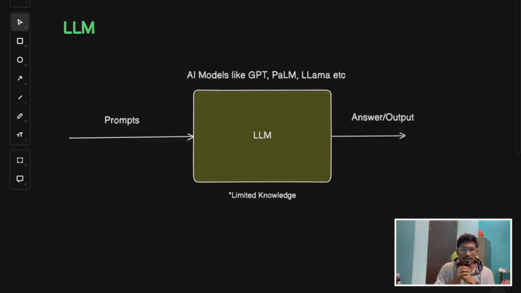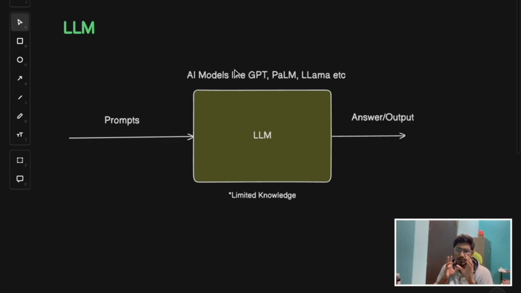So LLM, or large language models, you can think of these as AI models, okay, like GPT or Palm or Llama, etc. Right? These are the popular models that are built by big companies. So you can think of an LLM as a pre-trained model on a big chunk of data. I mean, you have a huge data set and you have trained a model on it. It has the knowledge about the entire data set that it has been trained on, okay.